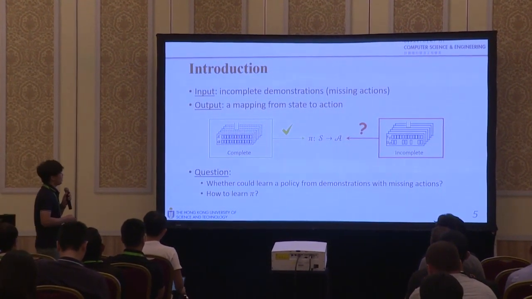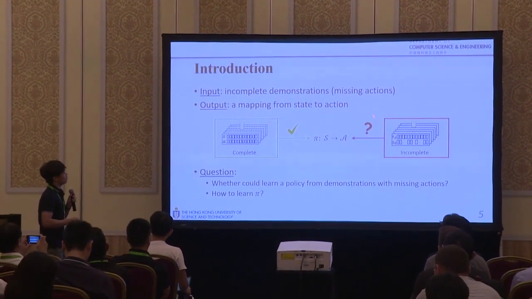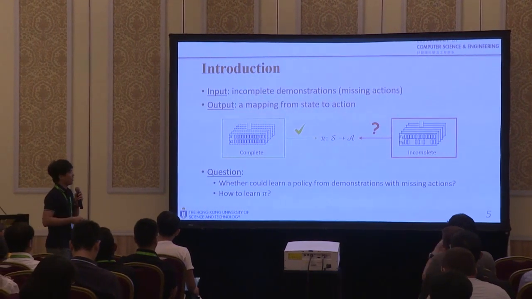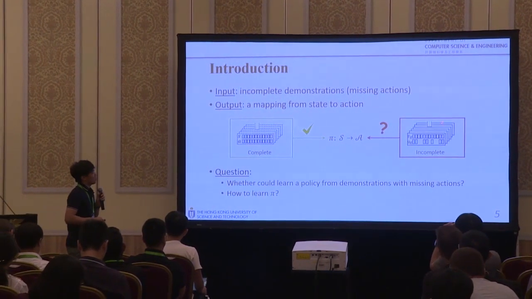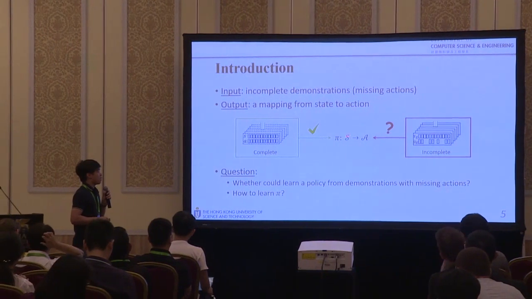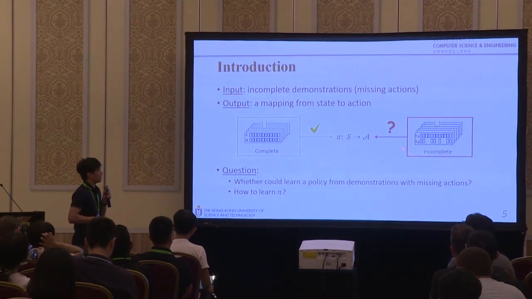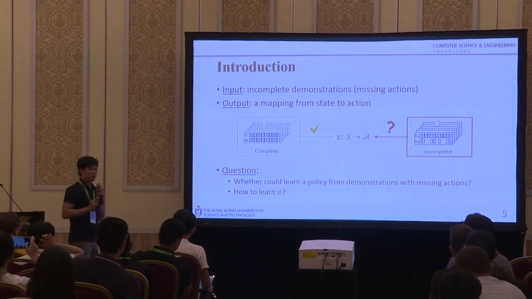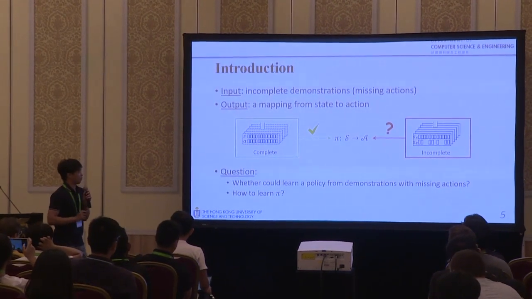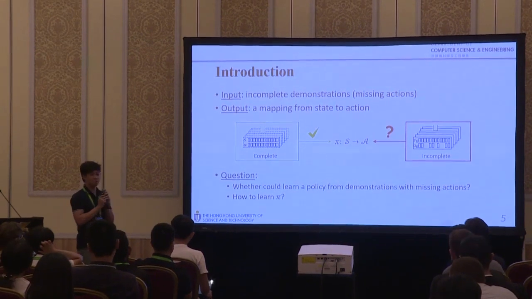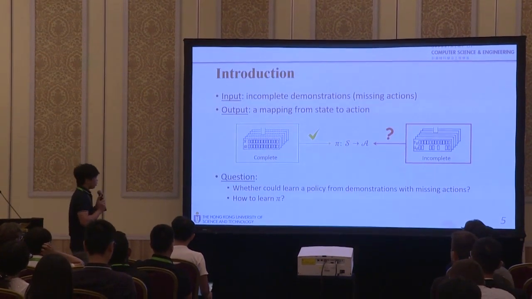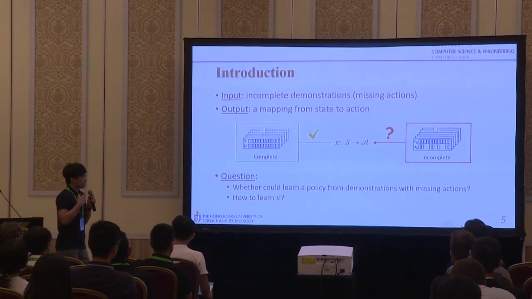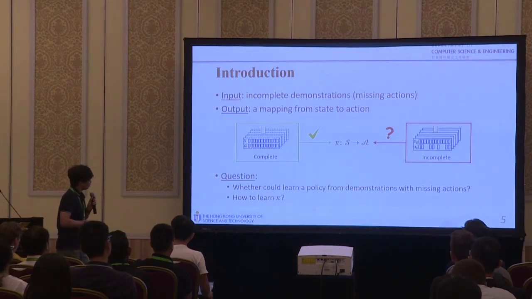So traditionally, from complete actions we can find the policy. This has already been proven. So in this paper we want to study: can we find an expert policy from demonstrations with missing actions? The first question we want to ask is whether it is possible to learn a policy from demonstrations with missing actions. The second question is, if the answer to the first question is yes, then how do we find it?